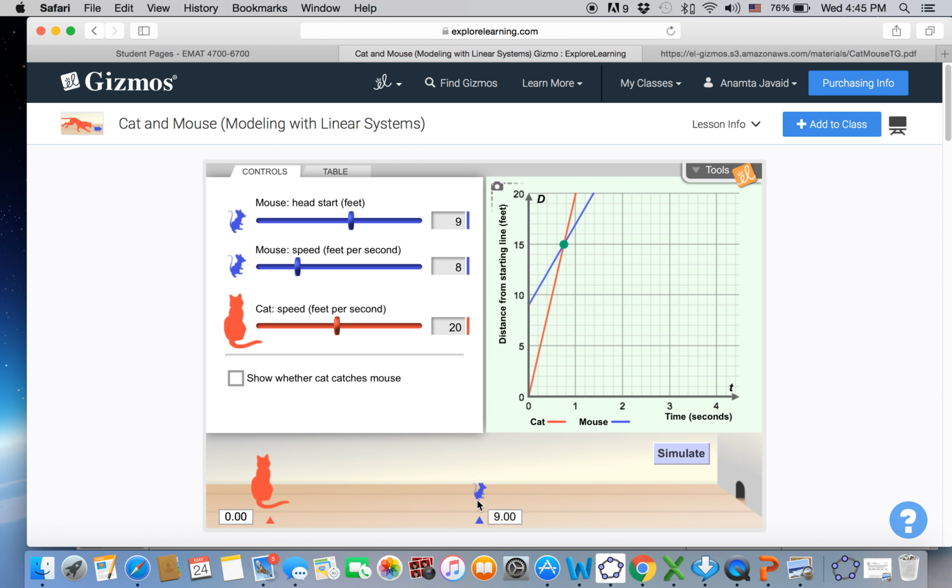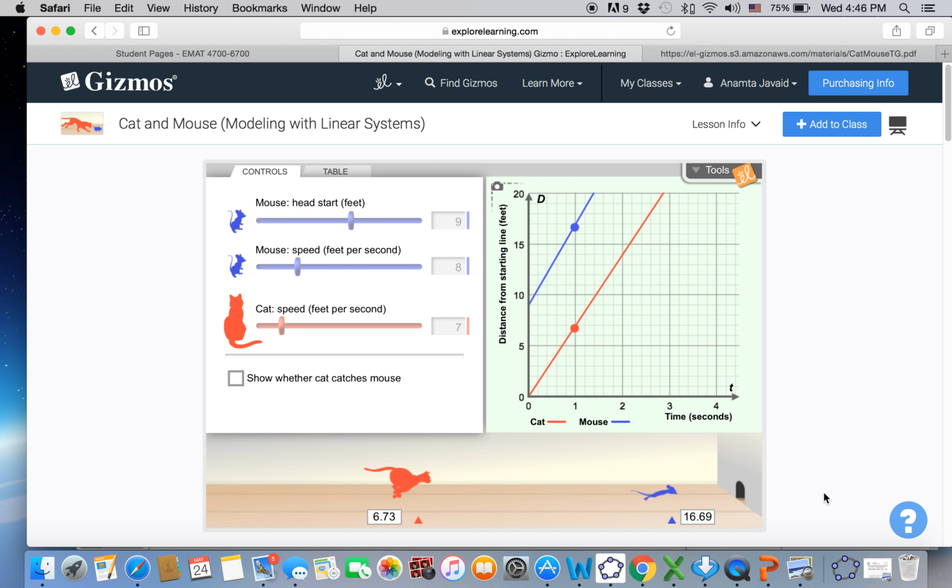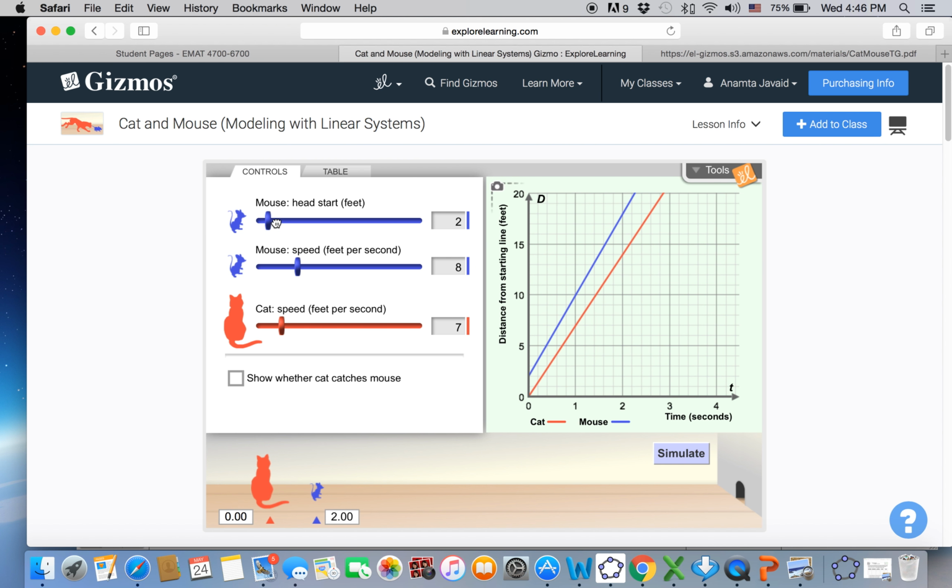I also want the kids to find out in what situations and factors the cat is able to catch the mouse. Does that happen when the cat's speed is greater than the mouse's speed? Let's see. Or does it really depend on the initial distance? So these are all the factors that I want the kids to explore.